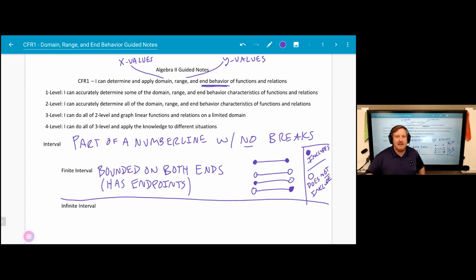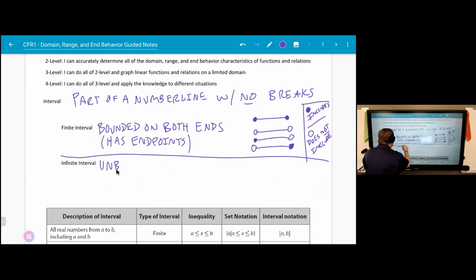Infinite interval, infinite, when you think of, to infinity and beyond, hopefully I don't get copyright for that one. But anyway, an infinite interval on either one end or both ends is what we call unbounded. So bounded kind of kept things together. Unbounded means either one end goes to infinity or the other end goes to infinity, or they both go to infinity. So an infinite interval is unbounded on one or both ends.